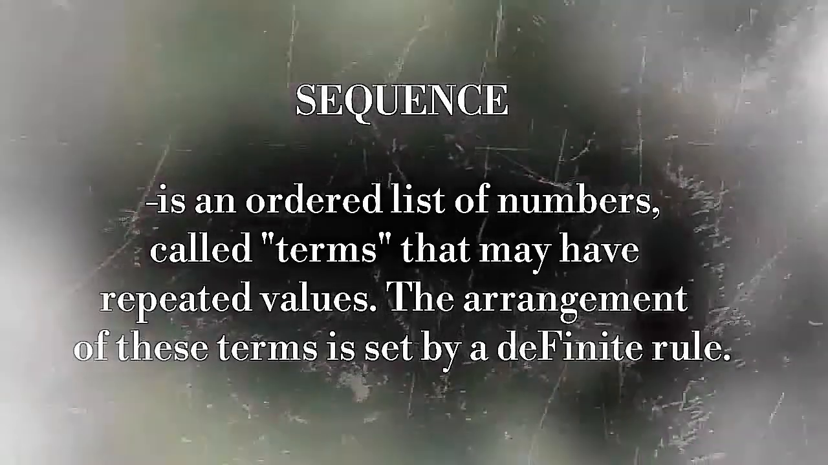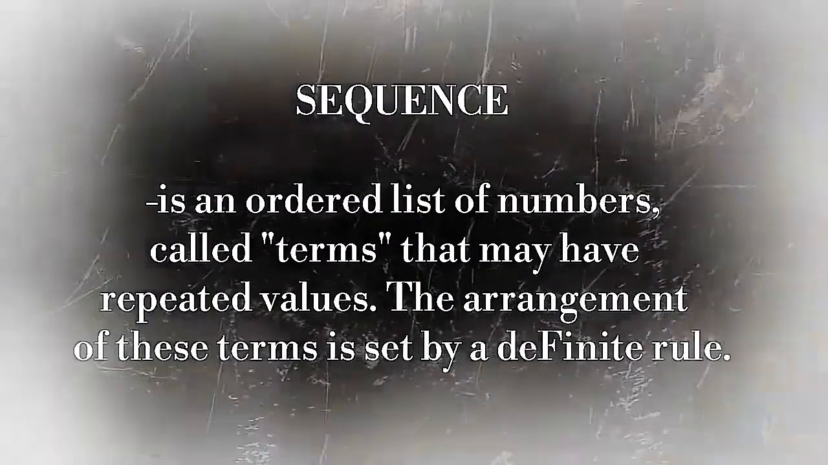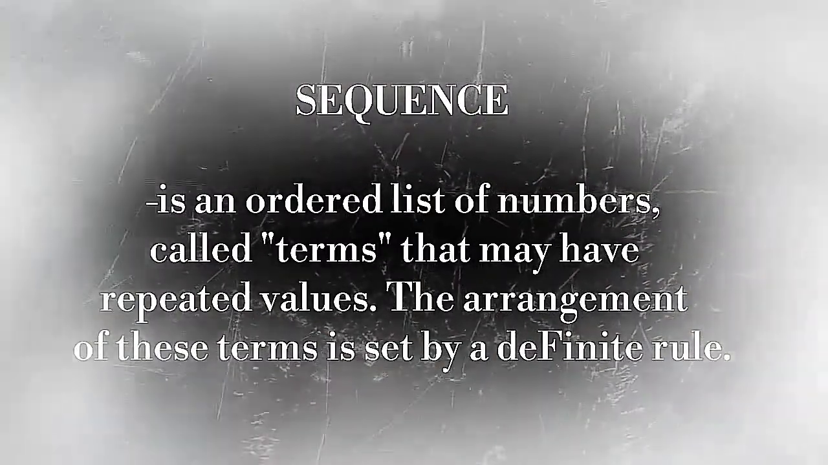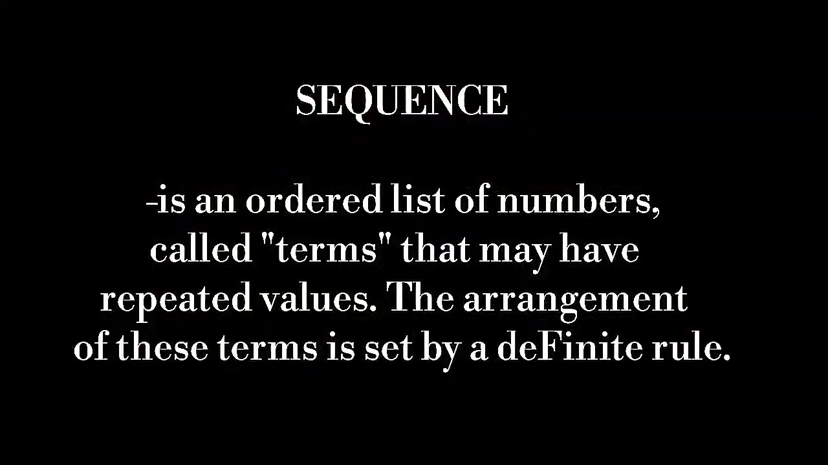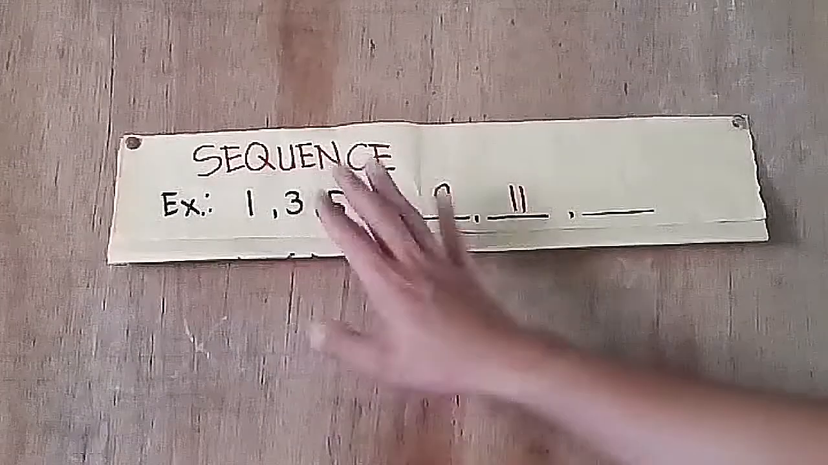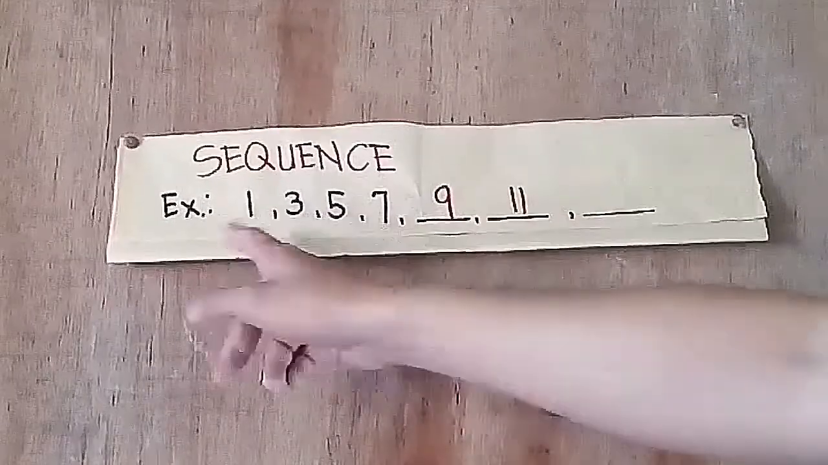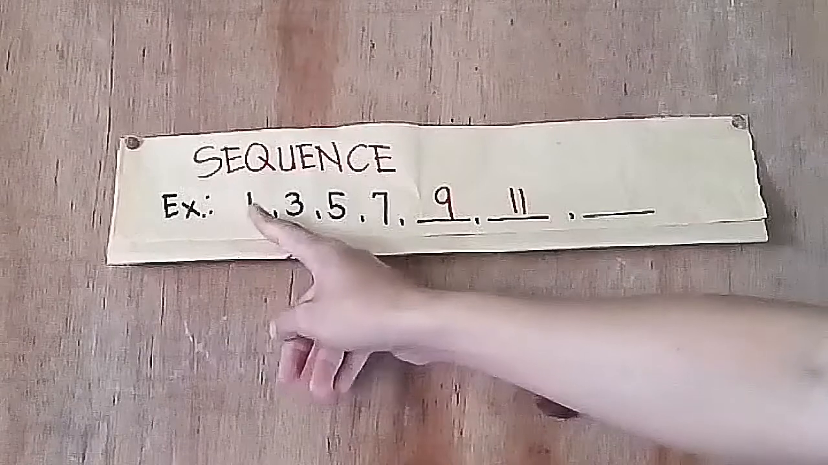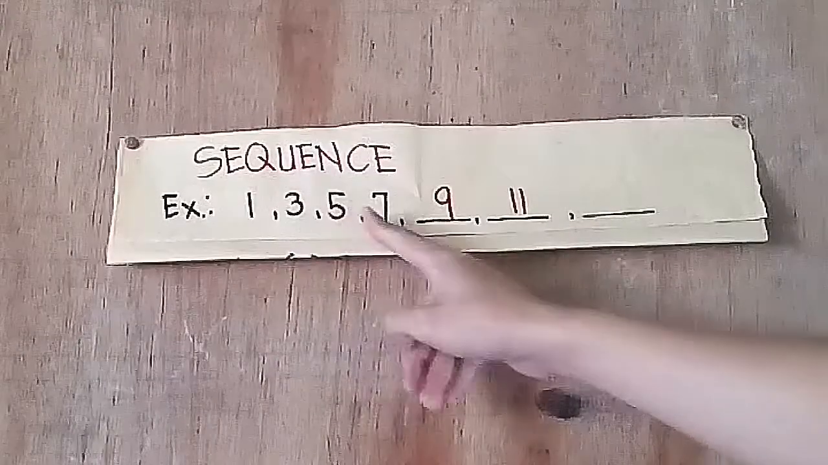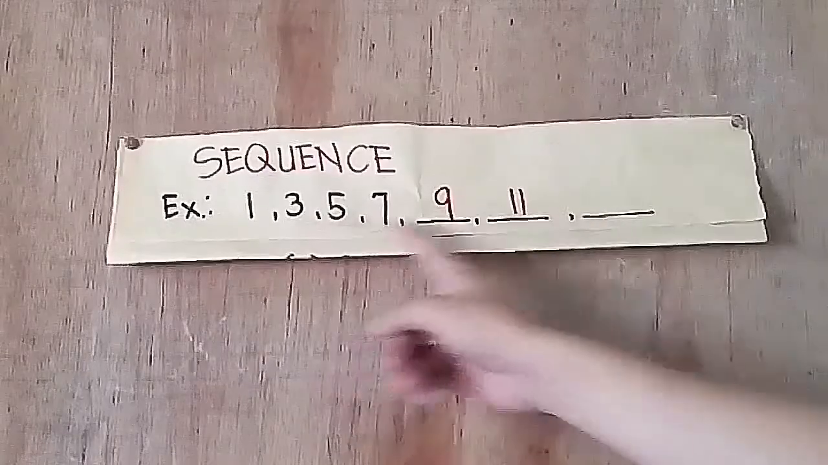Sequence. It is an ordered list of numbers called terms that may have repeated values. The arrangement of these terms is set by a definite rule. Here is our example under sequence. So example, meron tayong given ng 1, 3, 5, 7, 9, 11, and missing for the 7th term.